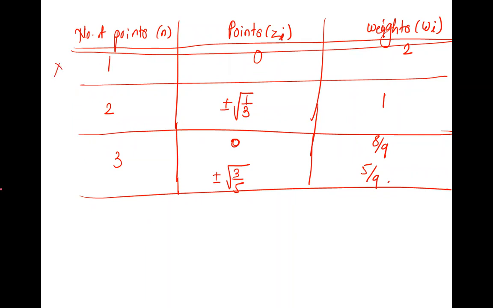Okay, 1 point, forget it, 2 and 3. 2-point formula for Z1, Z2, there is plus minus 1 by root 3, and W1, W2 are 1. And 3-point for Z1, Z2, Z3: when Z is 0, W is 8 by 9, plus root 3 by 5, 5 by 9, minus root 3 by 5 also 5 by 9. Okay, so these are the 2-point and 3-point formulae.